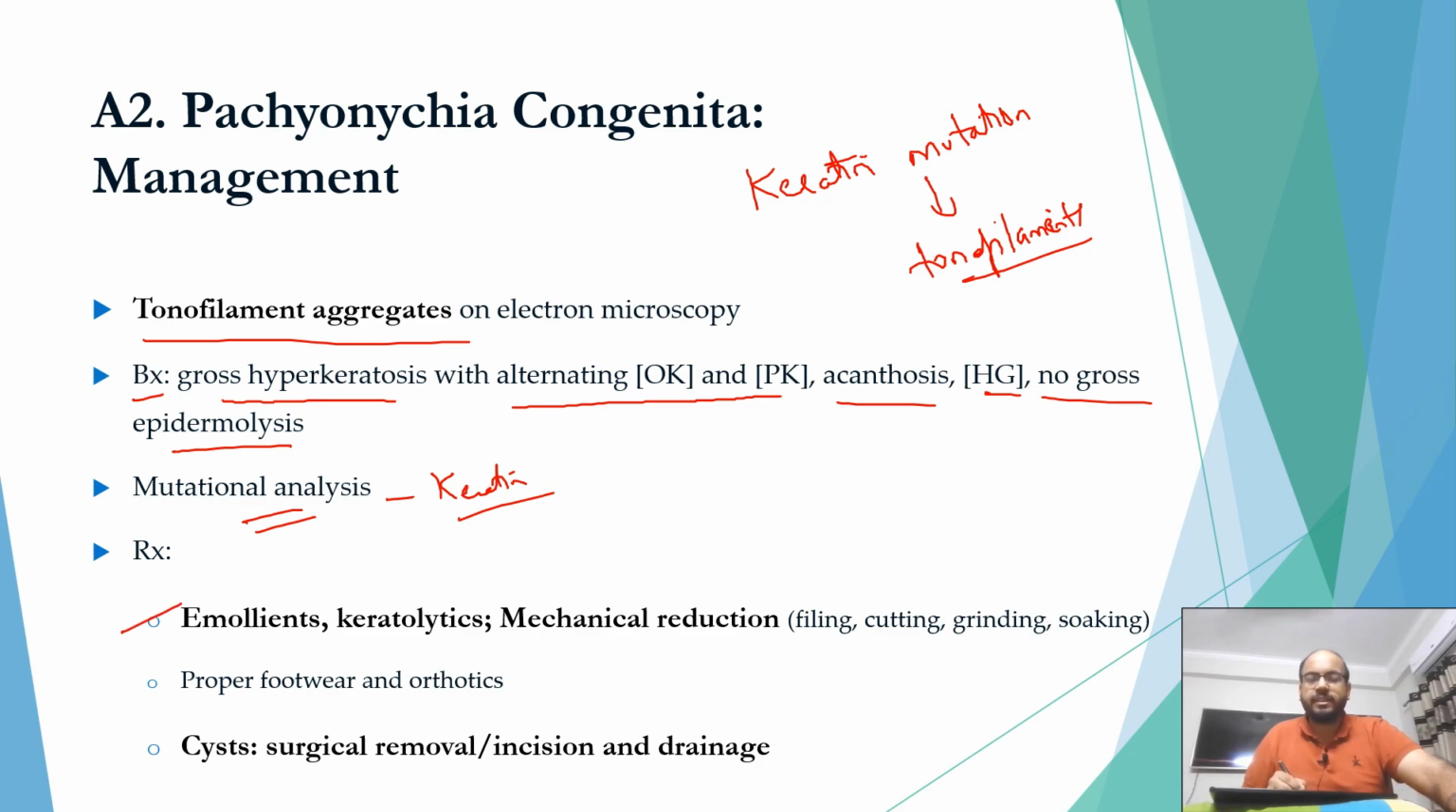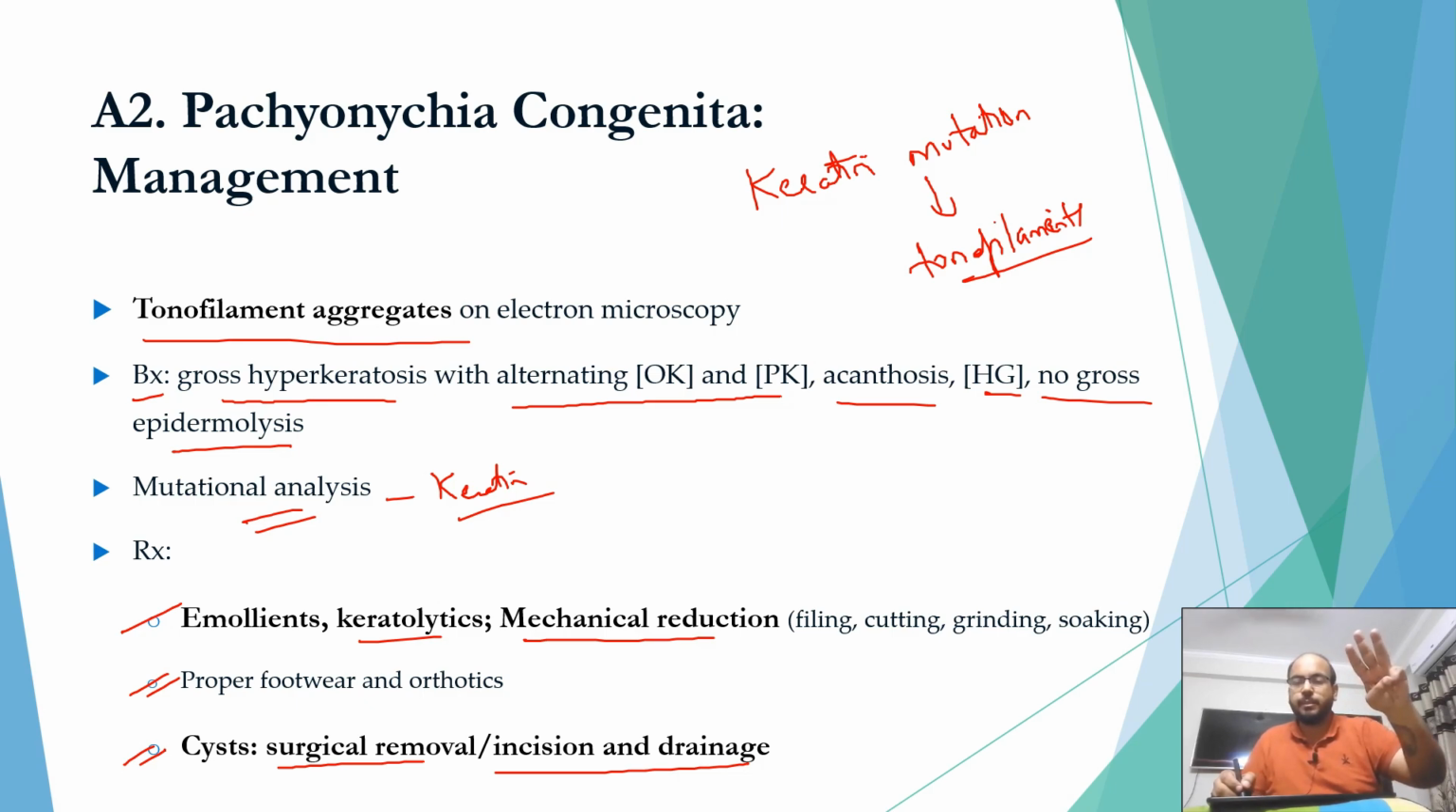Treatments include emollients, keratolytics, and mechanical reduction with filing, cutting, grinding, soaking, and dermabrading the thick nails, along with proper footwear and orthotics so that the pain is limited and the patient can walk properly. If there are cysts, then they have to be surgically removed, or incision and drainage can be tried. So cysts you have to remove, and use orthotic treatment and mechanical debridement of the thickened nails. Clear? Let's move forward.